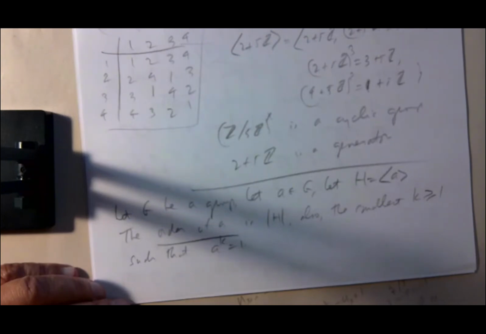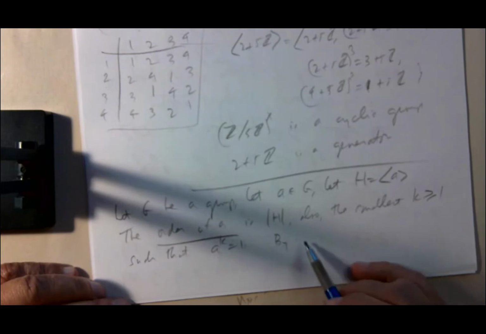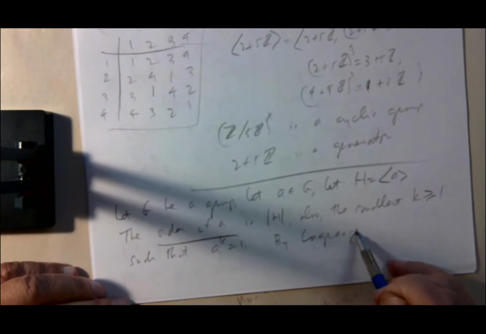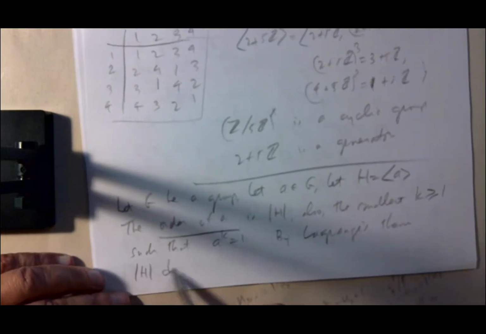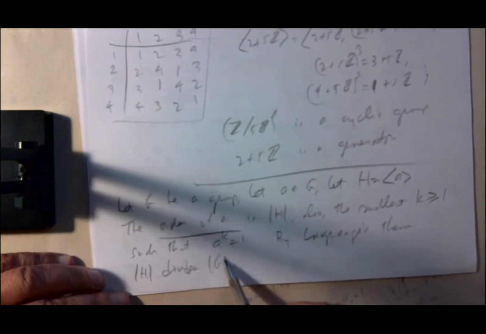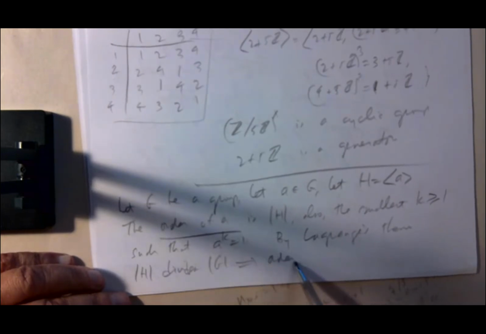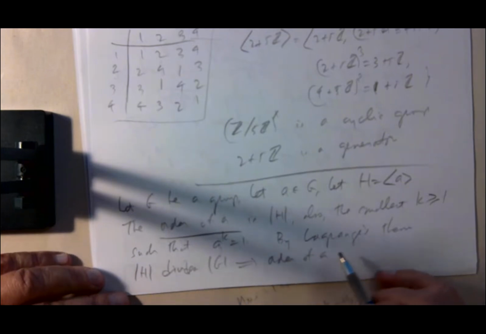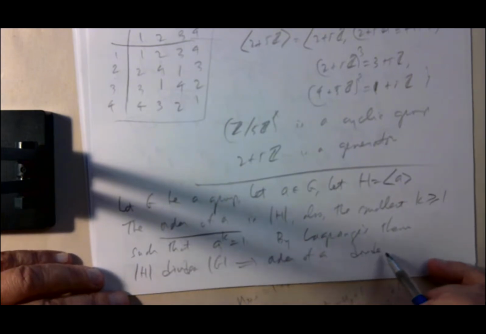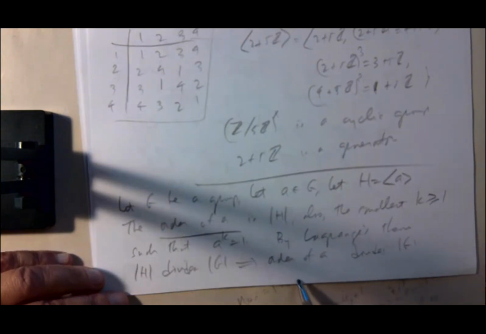And by Lagrange's theorem, the order of H divides the order of G. So the order of the element A, which is the number of elements in the cyclic subgroup it generates, the order of A divides the order of G. So the order of an element of a finite group always divides the order of the group.